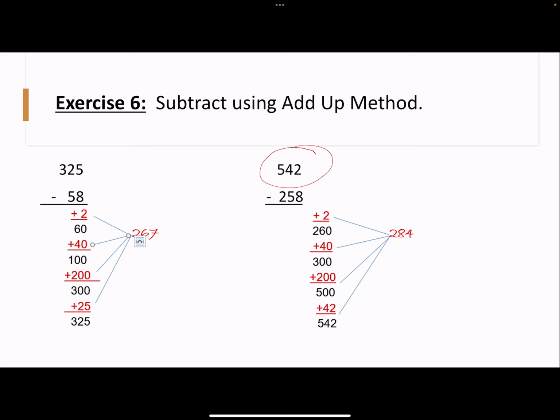And as you can see, I added everything that I added in increments together to get a sum of 284. So the answer to 542 minus 258 is 284.